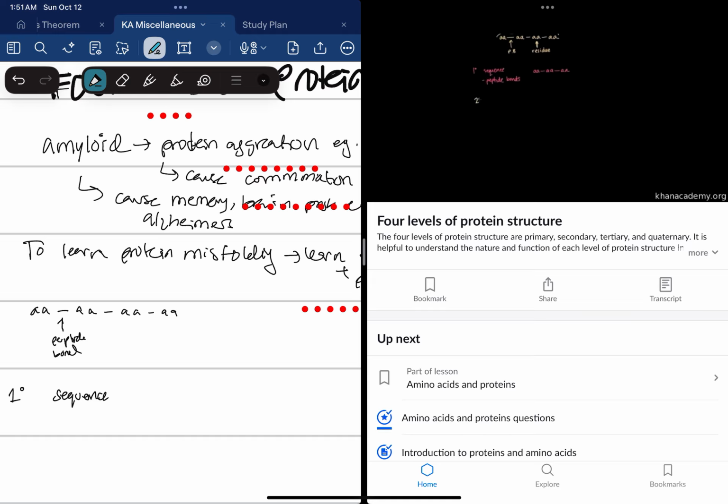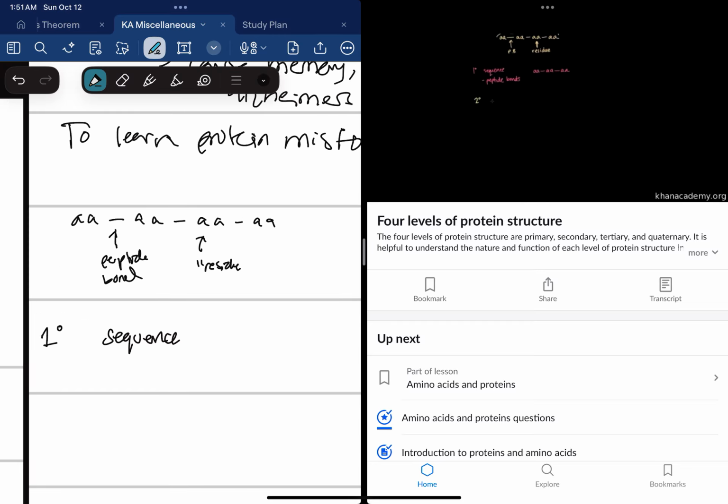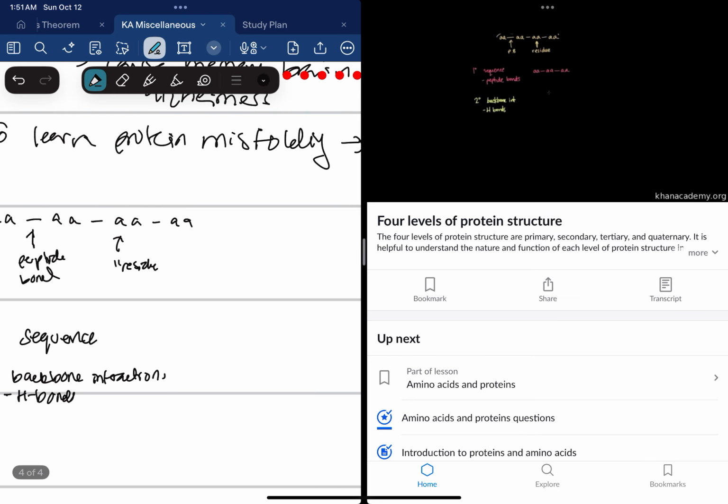secondary structure. And secondary structure just refers to the way that the linear sequence of amino acids folds upon itself. This is determined by backbone interactions, and this is determined primarily by hydrogen bonds. There are two motifs or patterns that you should be familiar with. The first of which is called an alpha helix.